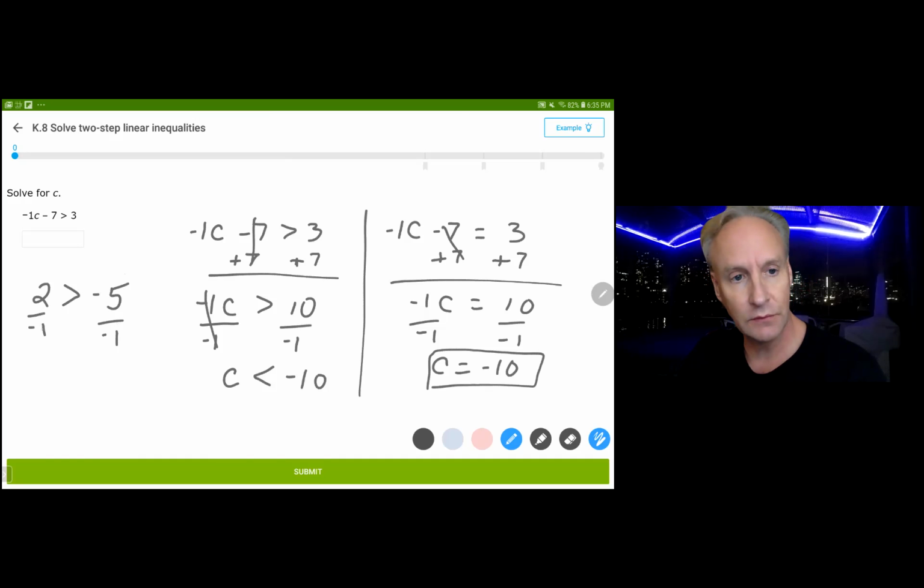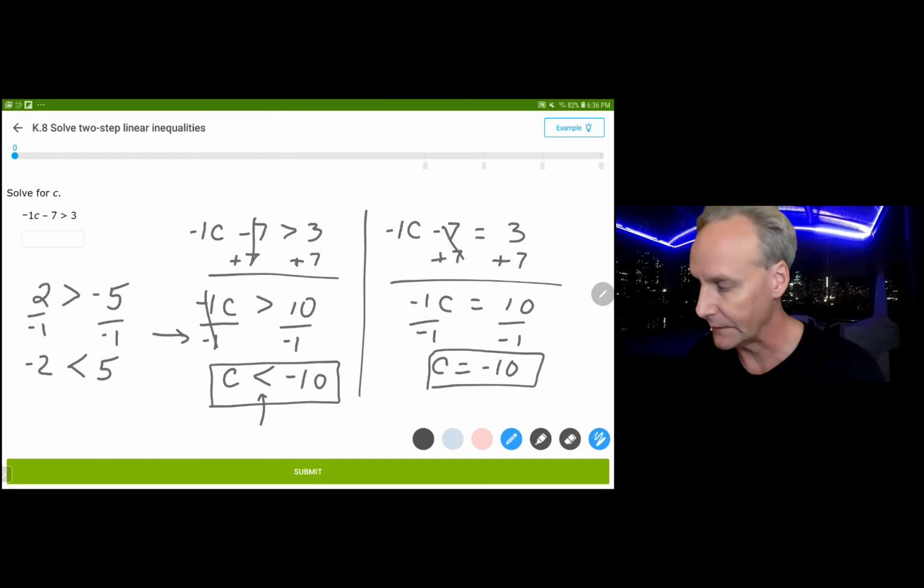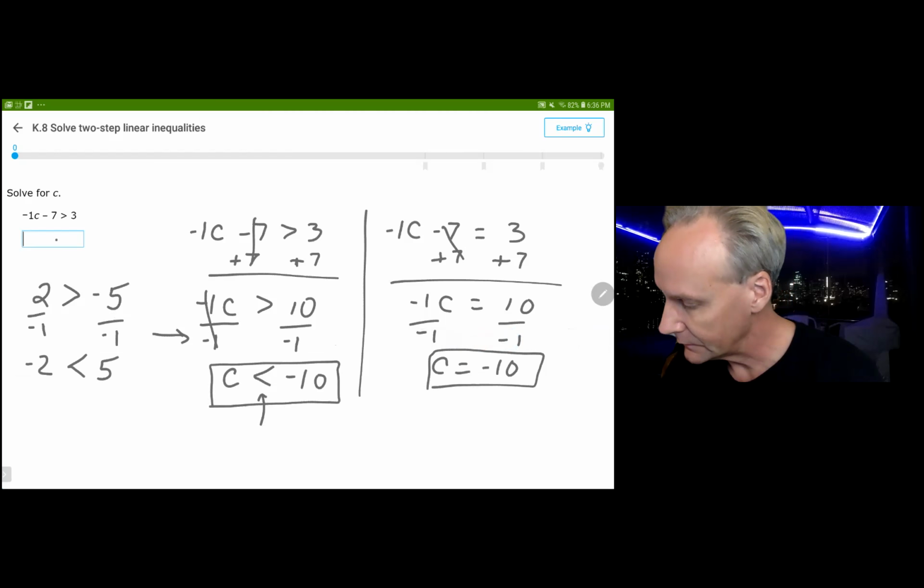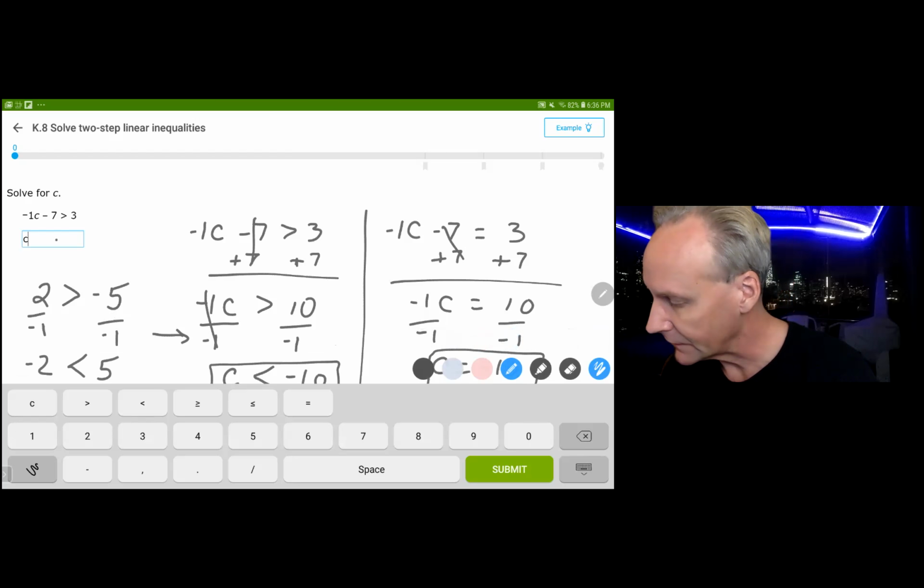I get negative 2 on the left, and I get positive 5 on the right. Notice that I divided by negative 1, just like I did in the inequality here. What happened was I changed the negative to a positive, and I changed the positive to a negative, and that changed the sense of my inequality. This is always true. Whenever you change the sign of both sides, you have to change the sign of the inequality. So we have C is less than negative 10.